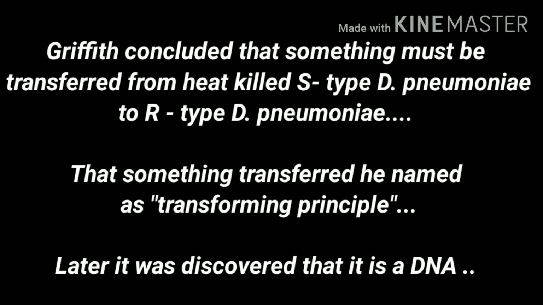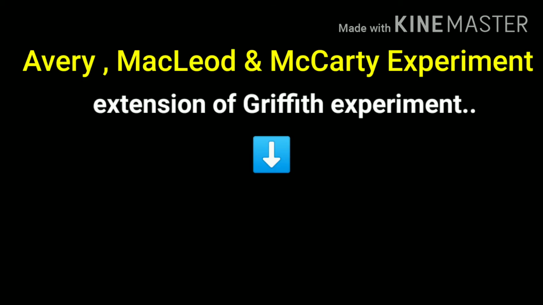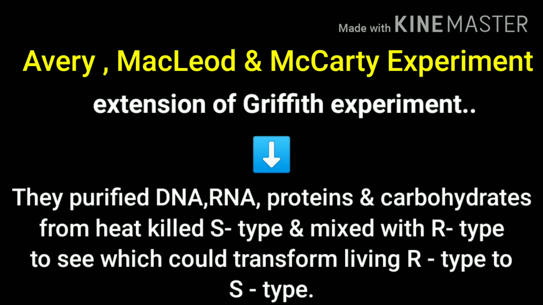So this experiment is the beginning of the journey of identification of DNA as a genetic material. Griffith first showed that some information was passed to R type from heat-killed S type bacteria and R type gets converted into S type. But he didn't discover the exact biochemical nature of the genetic material, that is, whether it is DNA or RNA or protein or carbohydrate or lipid.